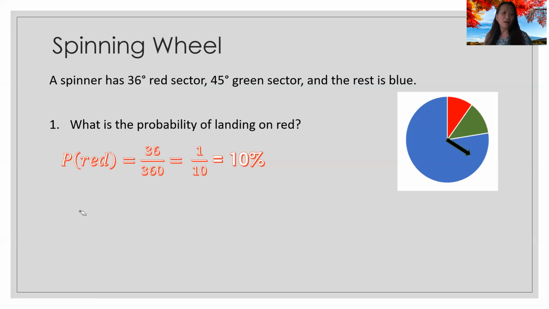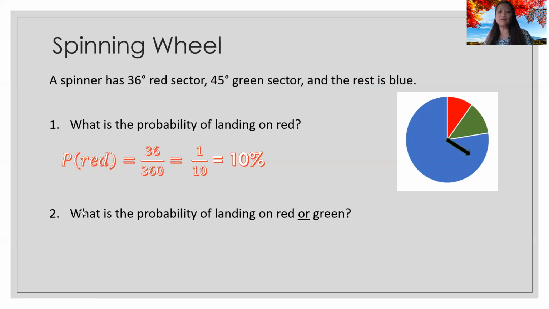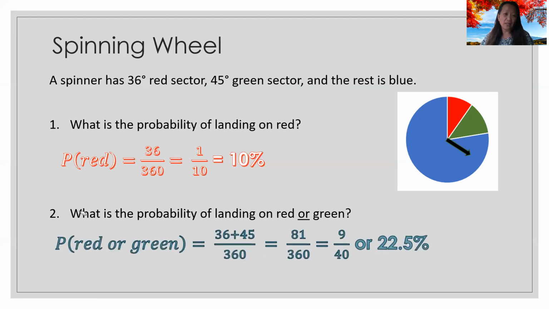Okay. Now, what if I ask you, what's the probability of red or green? I'll be happy with either red or green. It doesn't matter which part it lands in, red or green. So then you would say it is going to be 36 plus 45 out of 360, right? And that would be 81 out of 360, we reduce that to this fraction here, or we would say it is roughly, when you do that division, 22.5%.